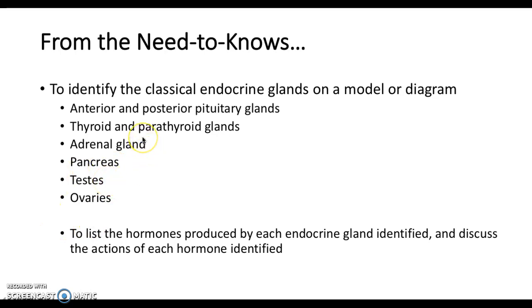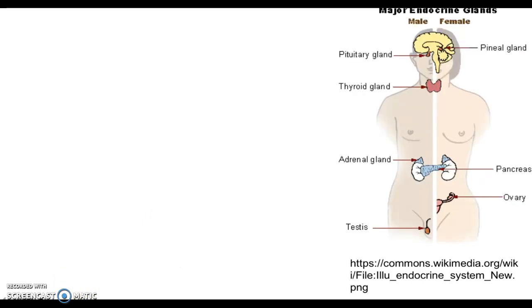We have a separate video dedicated to the anterior and the posterior pituitary gland and their relationship to the hypothalamus. Additionally, we'll talk about the hormones that are produced by each of these endocrine glands, and we'll discuss the actions of each hormone. So we begin with this picture here. I actually got this from Wikimedia, the major endocrine glands. And these are classically the organs and glands that we think of as being part of the endocrine system.